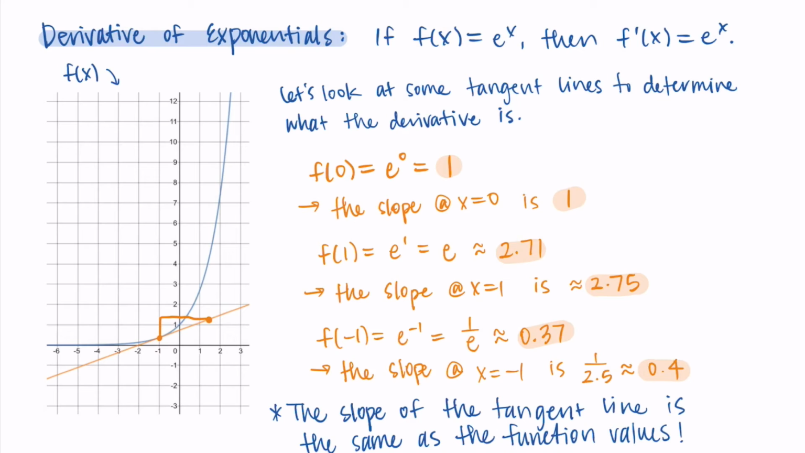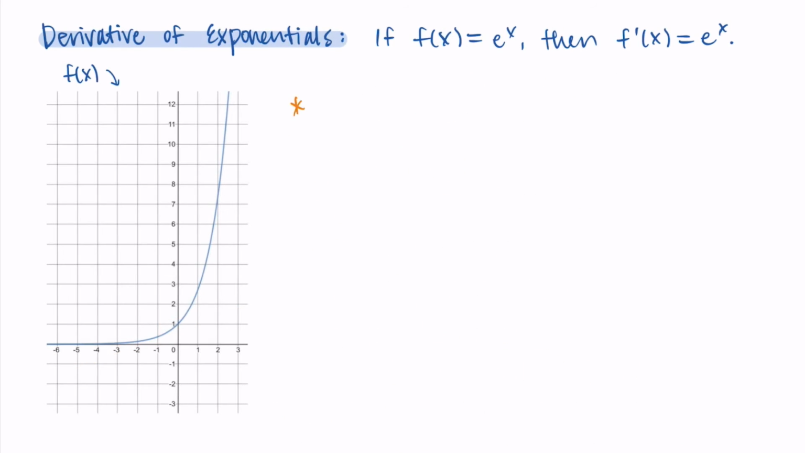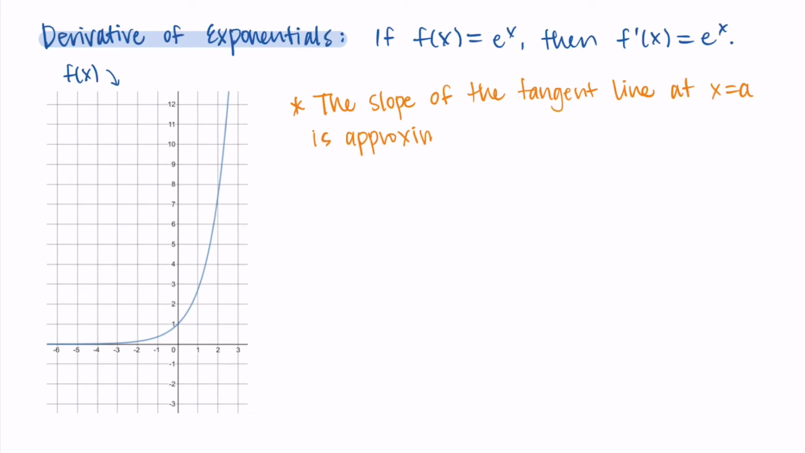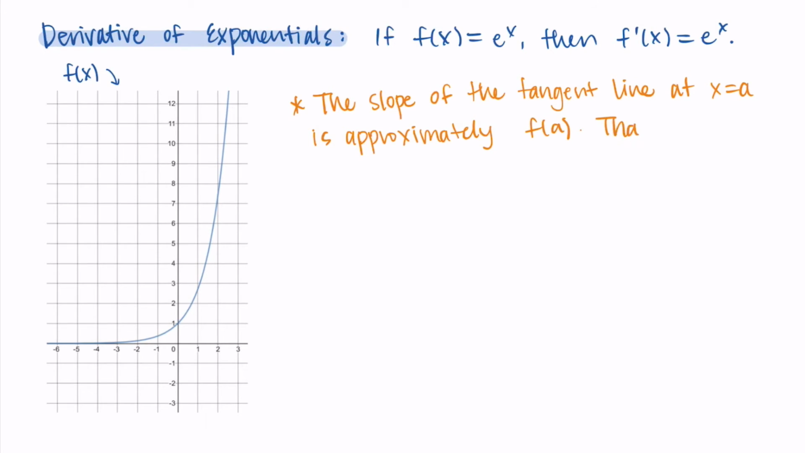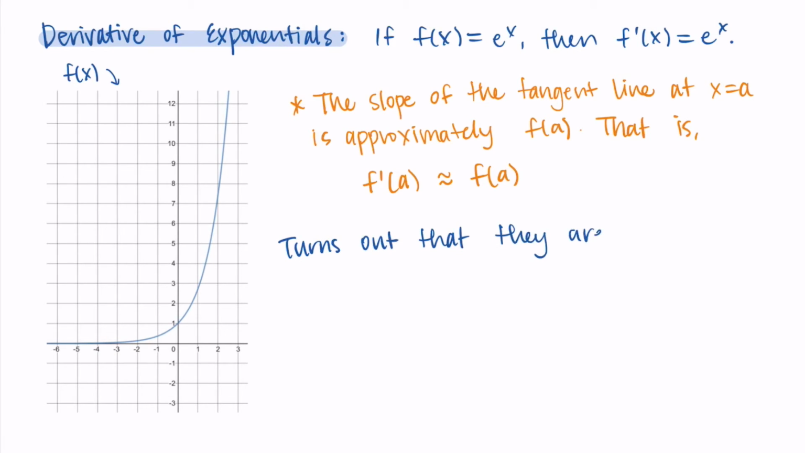So it makes sense that e to the x, when we look at its graph, its derivative would have a very similar shape. And that's the conceptual understanding I'm trying to emphasize here. So our conclusion at this point is that the slope of the tangent line at x equals a is approximately the function value at a, so f of a. This means that the derivative at a is approximately the function at a. And this turns out to be true. The derivative at a is actually equal to the function value at a, so these are equal for all values x equals a.